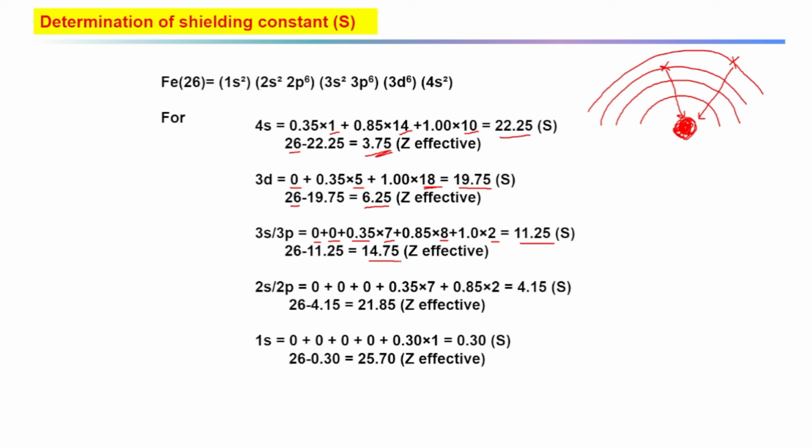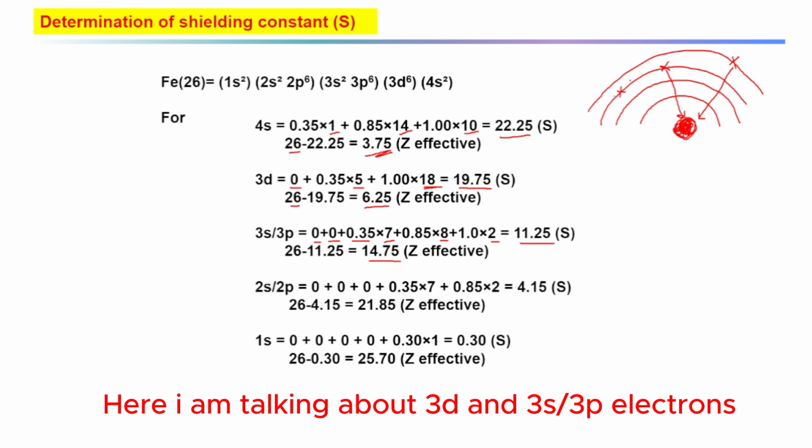as the Z effective. So the electrons which are in the 3s and 3p, see here the principal quantum number is same, but as the azimuthal quantum number is different, they will have different effective nuclear charge. So they will feel the Z effective to be 14.75, whereas in case of 3d electrons they are feeling only 6.25. So the 3s and 3p electrons will have higher attraction towards the nucleus.